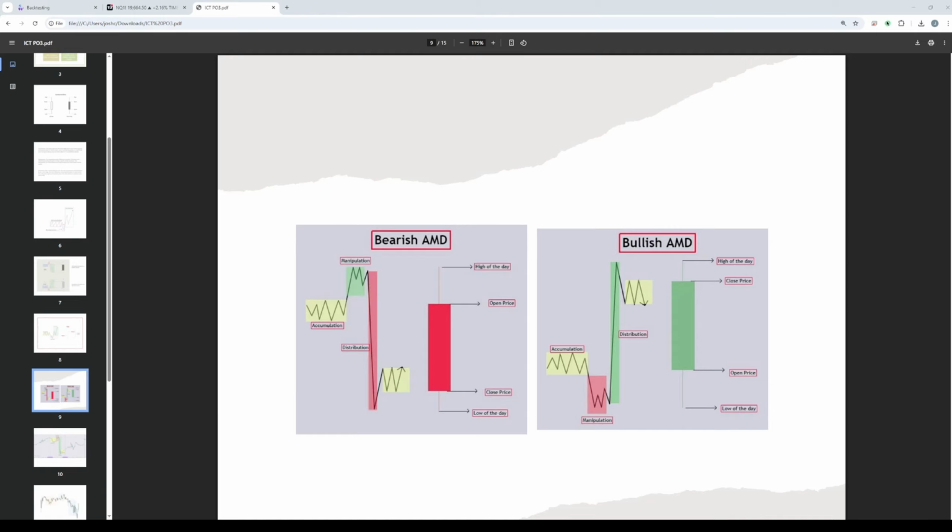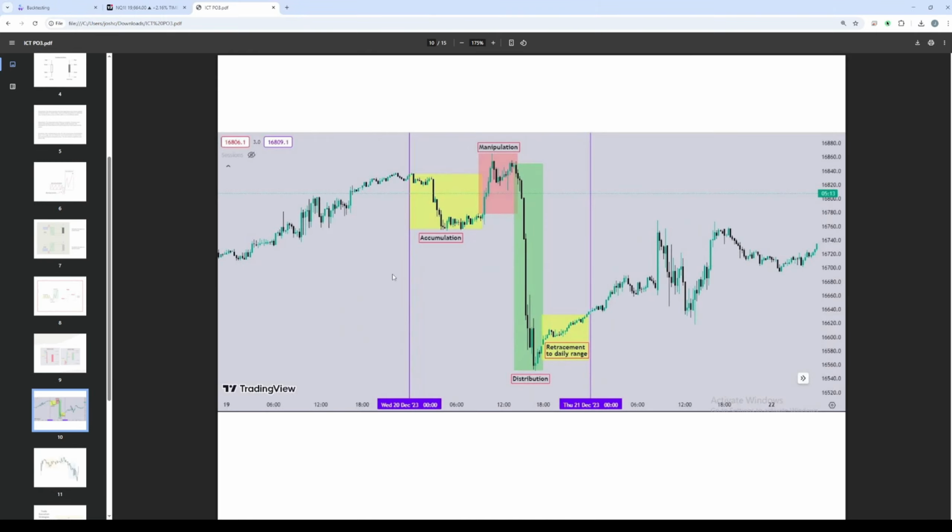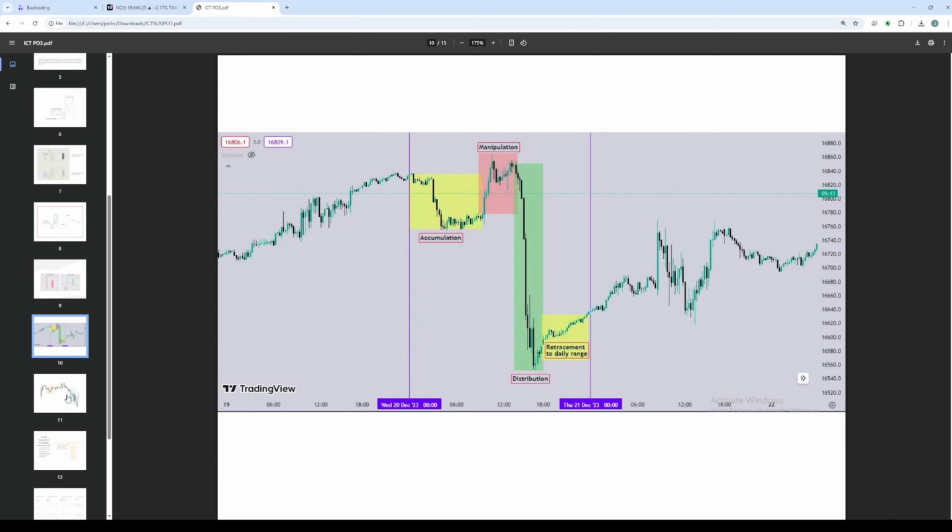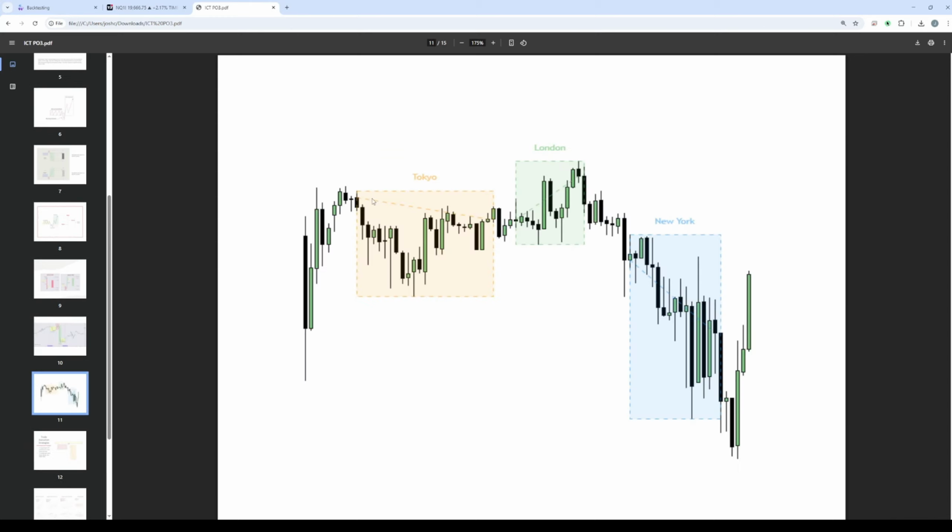New York would be the distribution. Okay. And here's an example. You can see that live on this chart here. So you can see the accumulation here, right? This is Asia session. Then you can see the manipulation here. This would be London session. And then you can see the distribution that happens here, which is New York session. Okay. And then here is that labeled out for you as well.